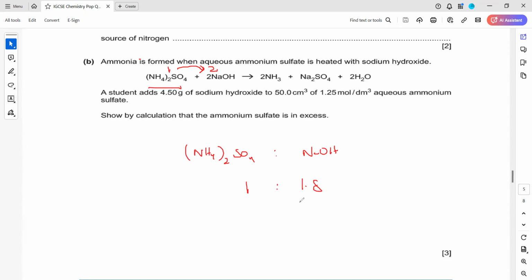We need 2, but we don't have 2. We have less. For a complete reaction, there should be 2 moles of sodium hydroxide, but we have only 1.8. So we have less sodium hydroxide than what we need. That is why sodium hydroxide is the limiting factor and ammonium sulfate is in excess.